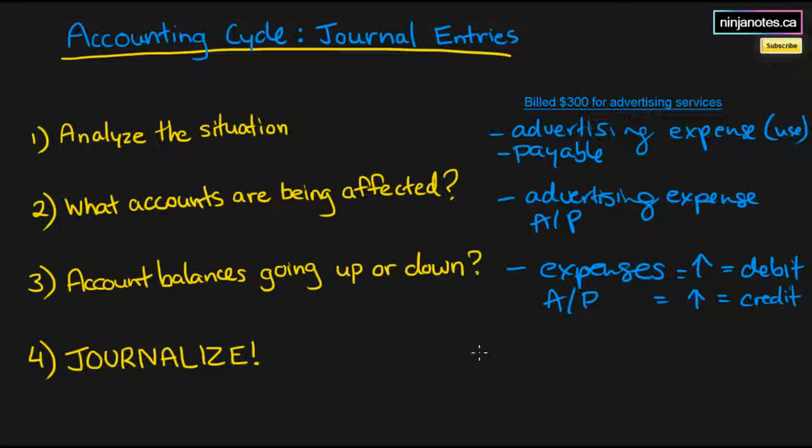And the way we do this is by first writing the debit entry. So that's the first thing you want to do, is write the debit entry. And we're going to say advertising expense for $300. And the second part is we're going to write the credit. And we're going to indent and write accounts payable, and we're also going to indent the $300.